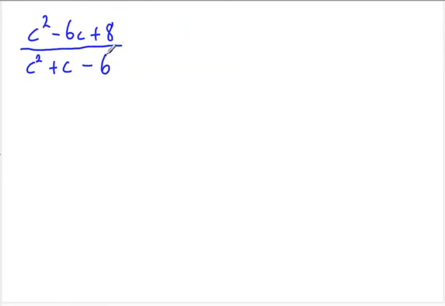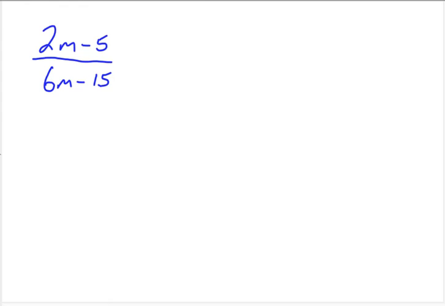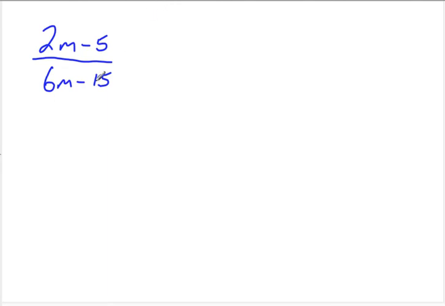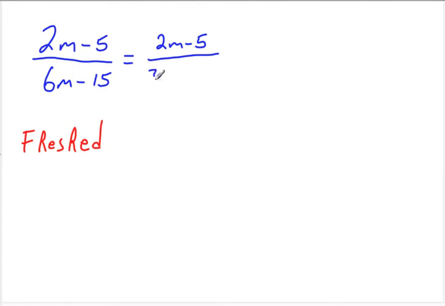Okay, so we have this problem here. Let's do this problem first. So, FRED, remember, write that down, make a flashcard, factor, restrict, reduce. So the first thing I'm going to do is factor. I want to find on top, since this is a binomial, the greatest monomial factor. 2m and 5 have nothing in common, so that is done. 6m and 15 do have something in common. It is a 3. So when I factor out a 3, I'm left with 2m minus 5. So now I have factored.